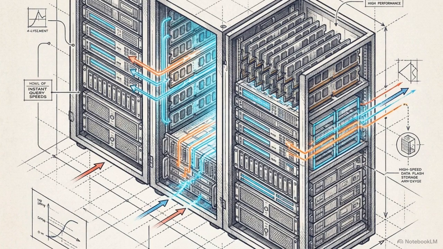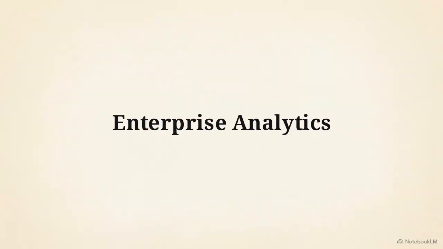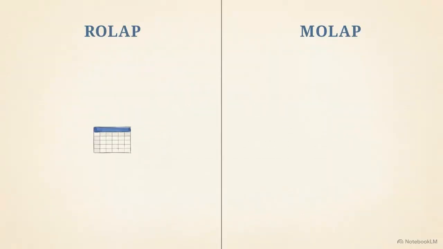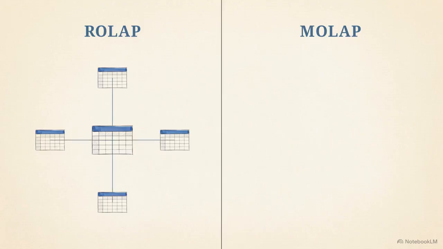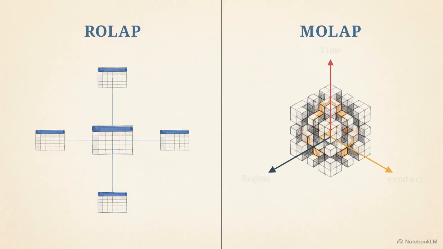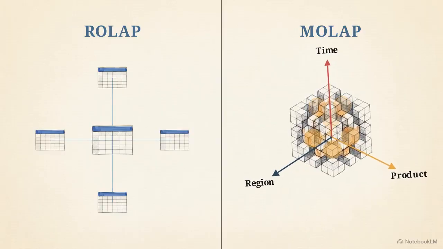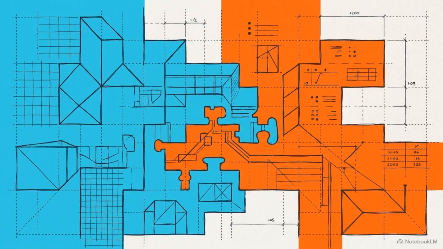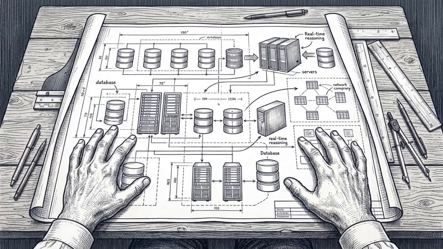Here we see the divide. On the left is the flat, two-dimensional relational table network of ROLAP. On the right, the solid, three-dimensional geometric data cube of MOLAP. To bridge this divide, engineers developed hybrid OLAP, or HOLAP. To understand the mechanics of HOLAP, we must first mathematically deconstruct exactly where and why the physical structures of ROLAP and MOLAP fail on their own.